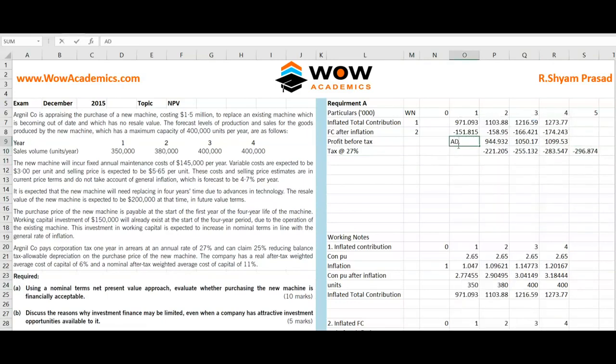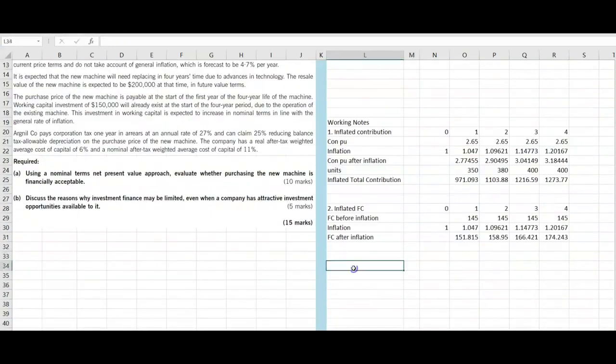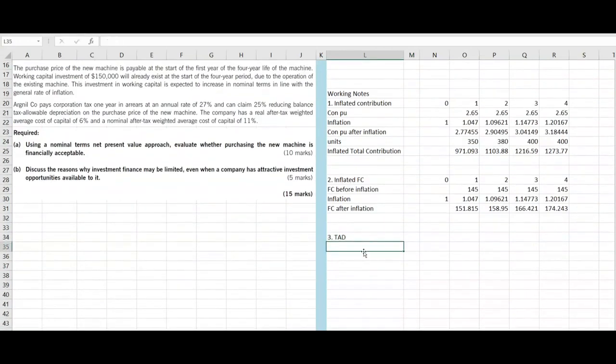tax allowable depreciation. Oh, sorry. So we have tax allowable depreciation. So that we have to work it out, and we'll work it out as working note number 3. So 3 is tax allowable depreciation. So how do we work it out? We have to work it out through a table. So which will start from particulars, and we'll move on to the years. Years will be from 1, 2, 3, and 4.